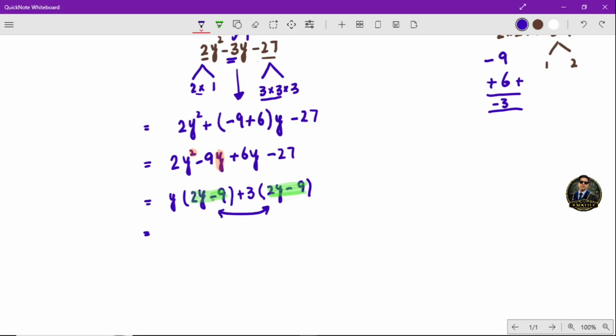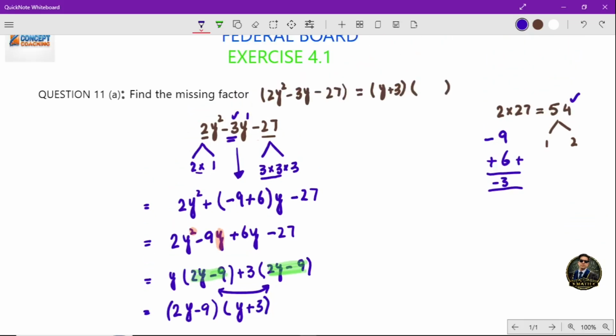So what is common now? That we have highlighted: this is 2y minus 9, which is common, and y plus 3. Now you see what is missing. In the question, 2y minus 9 is missing here, and y plus 3 is written here. So we write the missing value here, 2y minus 9. That is the final answer of this question, and hopefully you have understood.